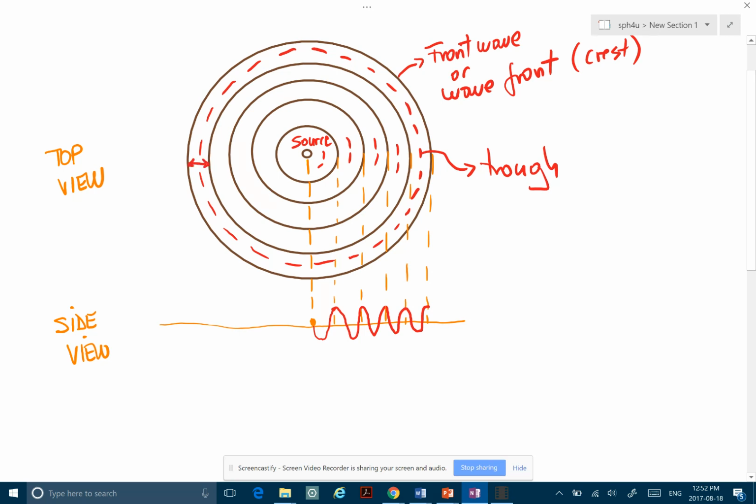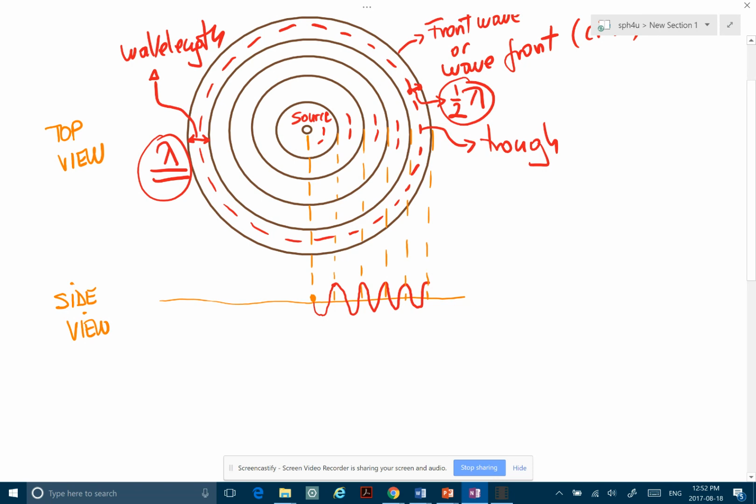Now, what do you think the distance between two wave fronts or front waves would be? And if you thought about it right now and you wanted to say it, you are correct. That is a wavelength, okay? So the distance between two front waves is actually the wavelength. Obviously, the distance between a crest and a trough is half a wavelength, all right? So that's something that we want to remember.